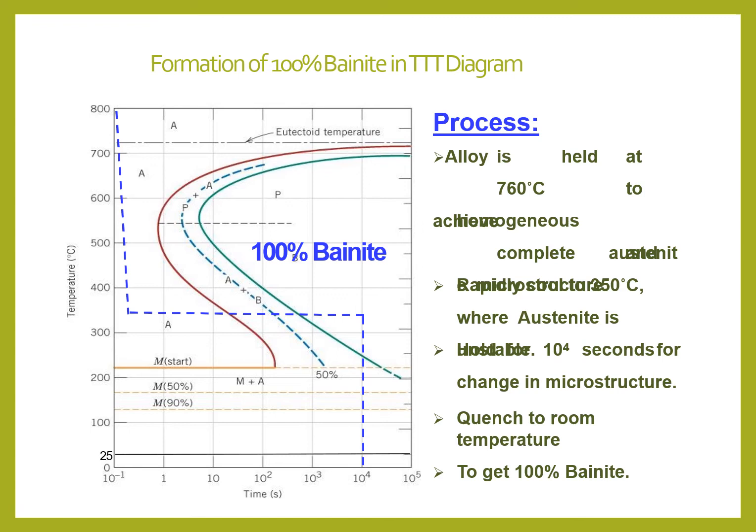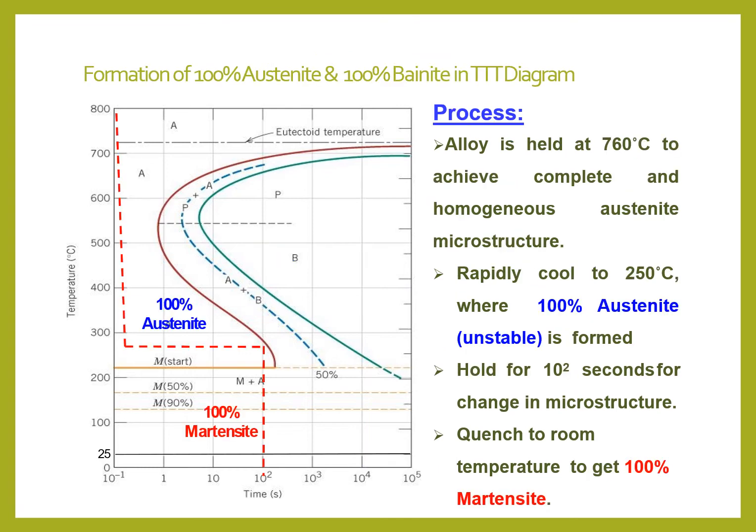See how 100 percentage bainite will occur. From austenite, at a temperature around 550 to 350 degrees centigrade, the austenite is converted to bainite structure. Same thing, they have given these temperature ranges here.